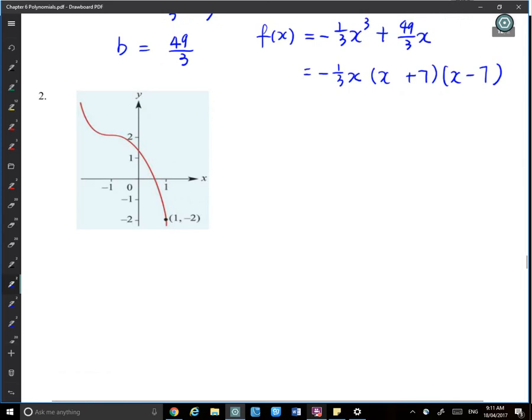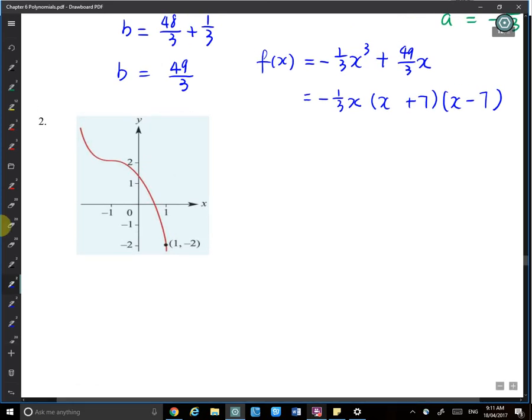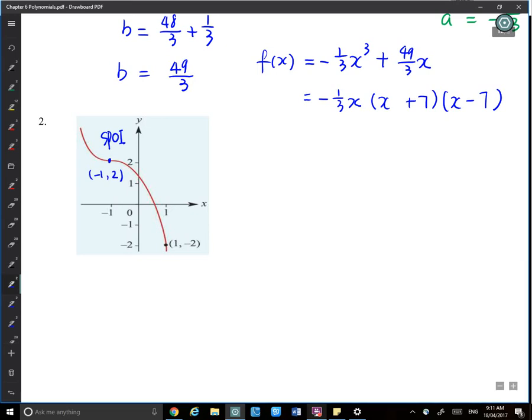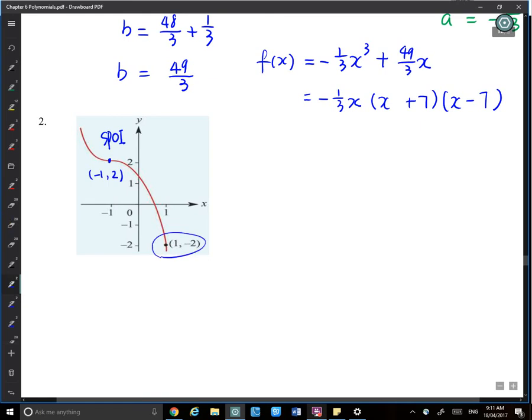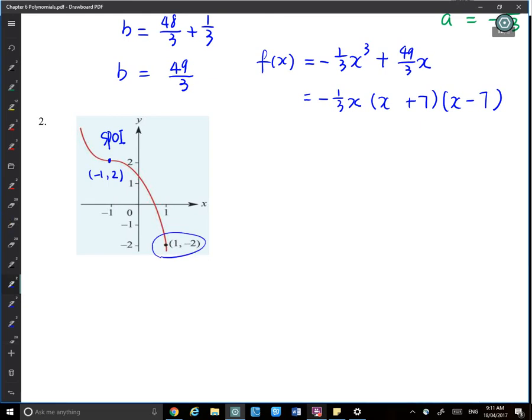Okay, the next one. The question is not really clear. Let's say that the point is (-1, 2), and I will tell you that it's a stationary point of inflection. It also passes through the point (1, -2).